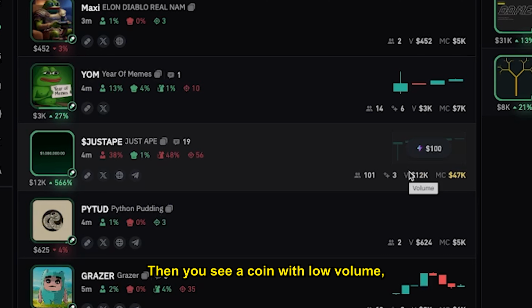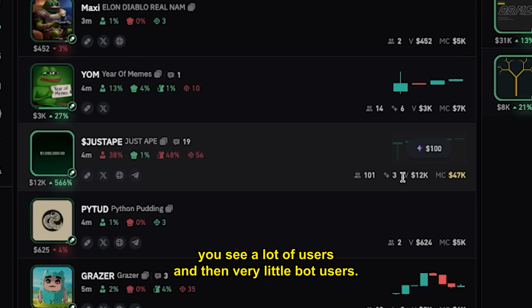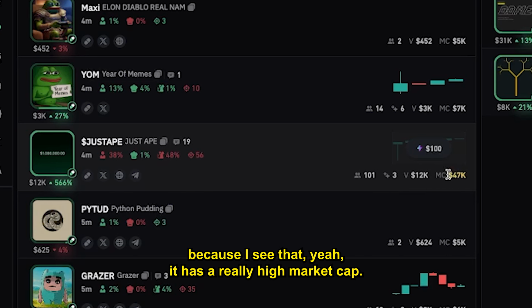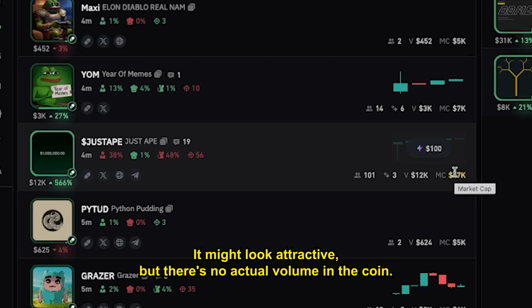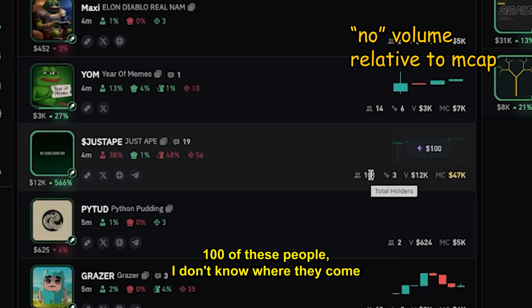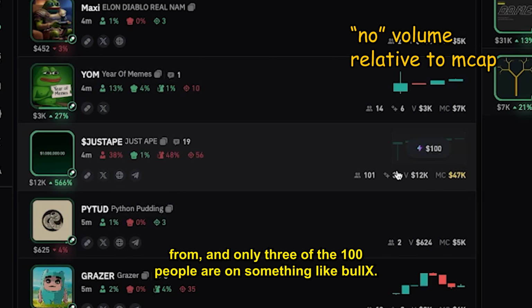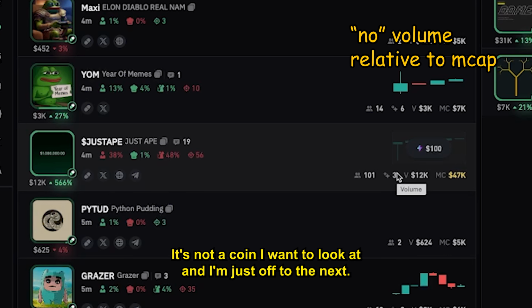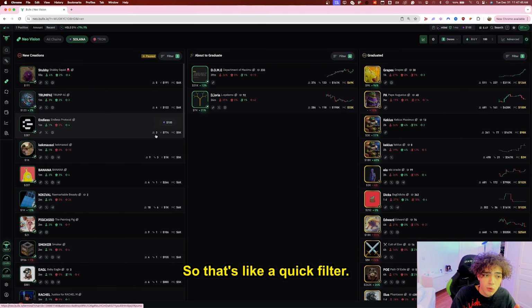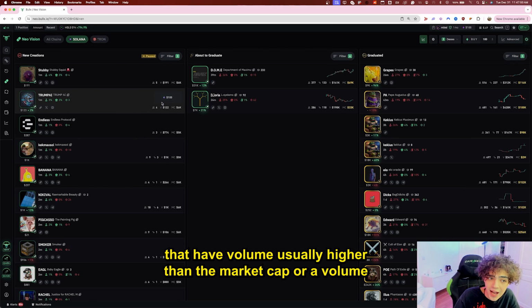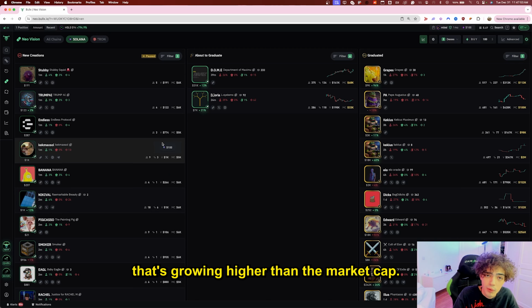you had a coin that was immediately launched and pushed up high. Then you see a coin with low volume. You see a lot of users and then very little bot users. This is immediately a coin that I would filter out because I see that, yeah, it has a really high market cap. It might look attractive, but there's no actual volume in the coin. 100 of these people, I don't know where they come from, and only 3 of the 100 people are on something like BullX. That means that immediately, it's probably botted, it's bundled, it's not a coin I want to look at, and I'm just off to the next. So that's like a quick filter. You want to buy coins that have a lot of volume, that have volume usually higher than the market cap, or a volume that's growing higher than the market cap.